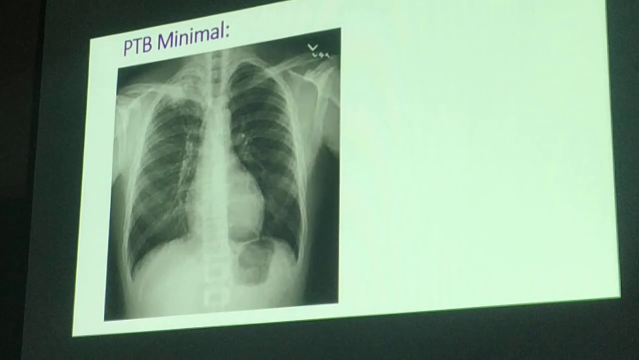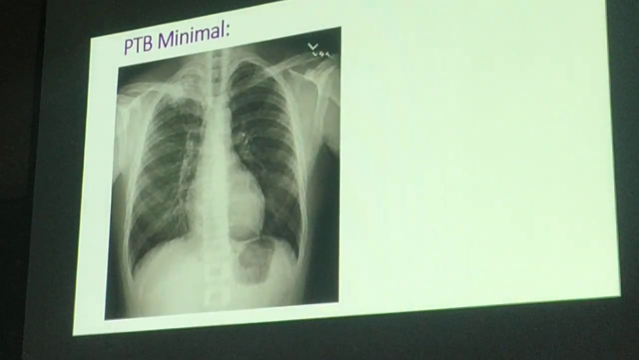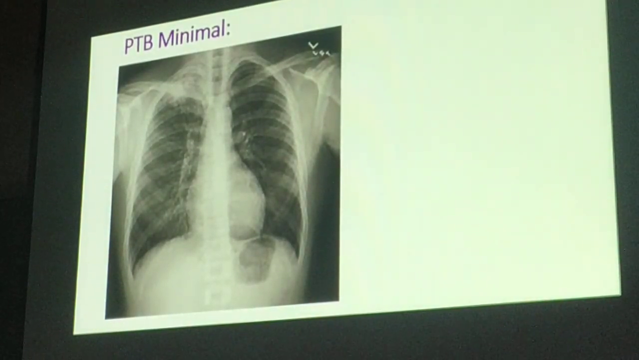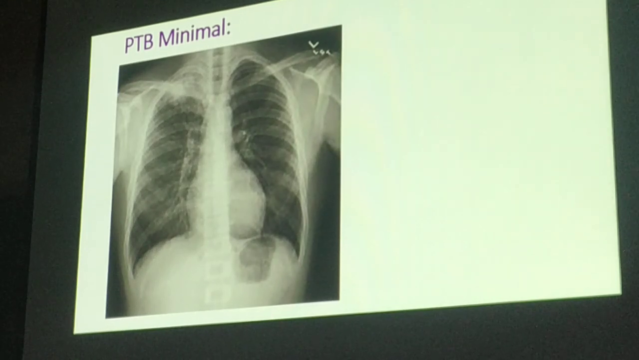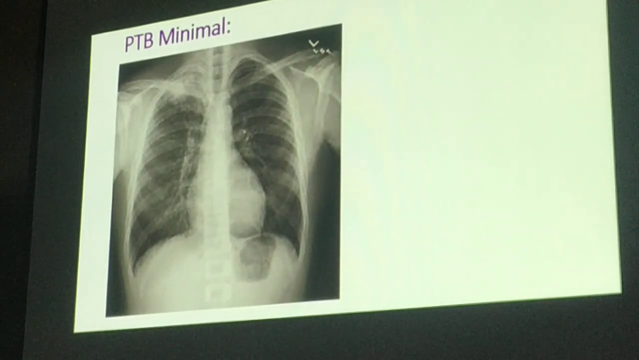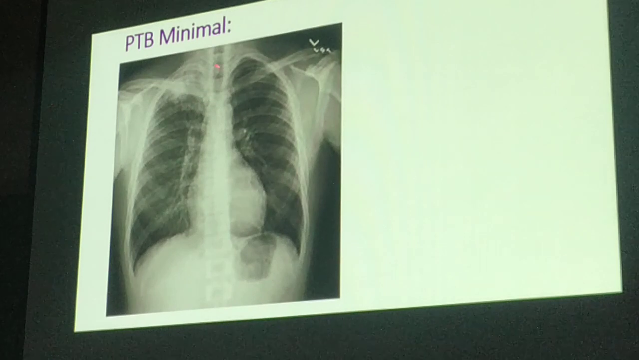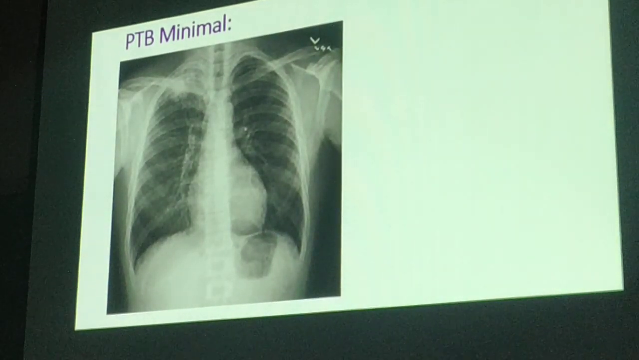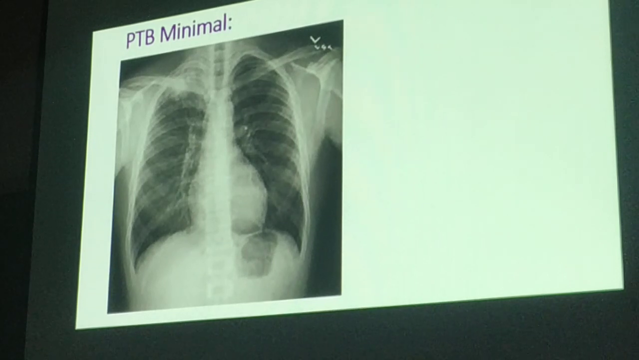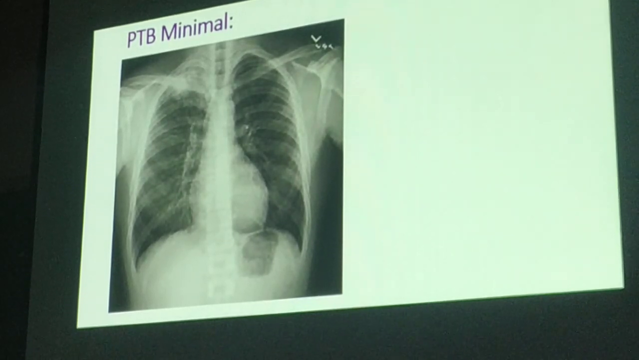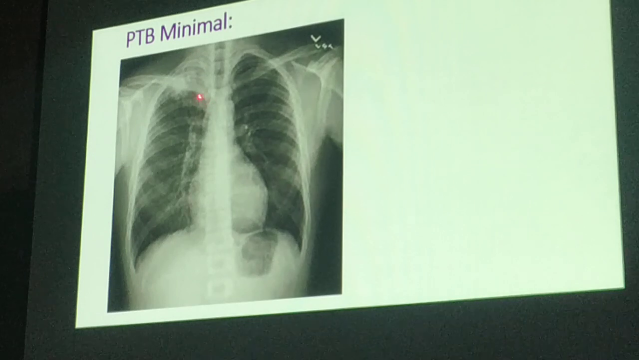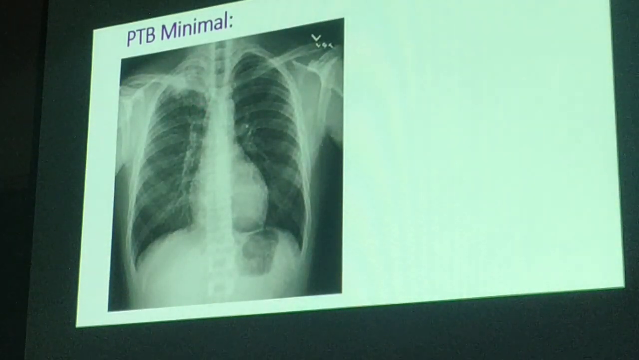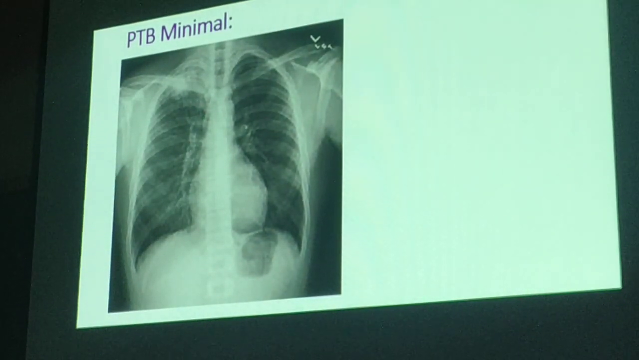So, this one, where is the lesion? Right? So, it's on the right apex. So, yung sinabi kanina, it should not exceed 2 costochondral junction or 2 intercostal space. So, hindi nga siya sumobra. Nasa apices lang siya. So, this would be PTB minimal.